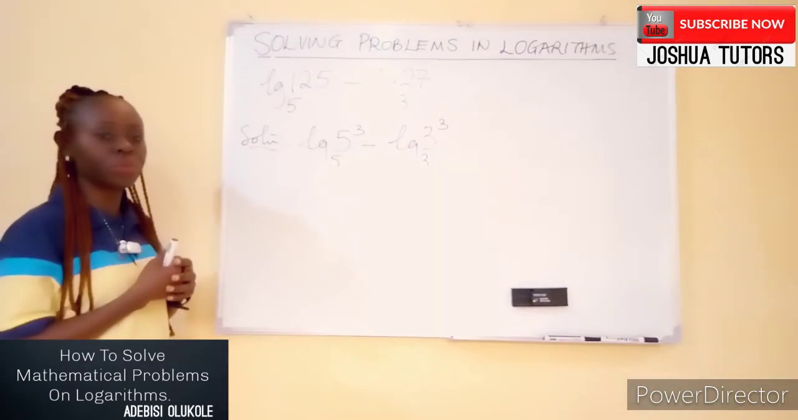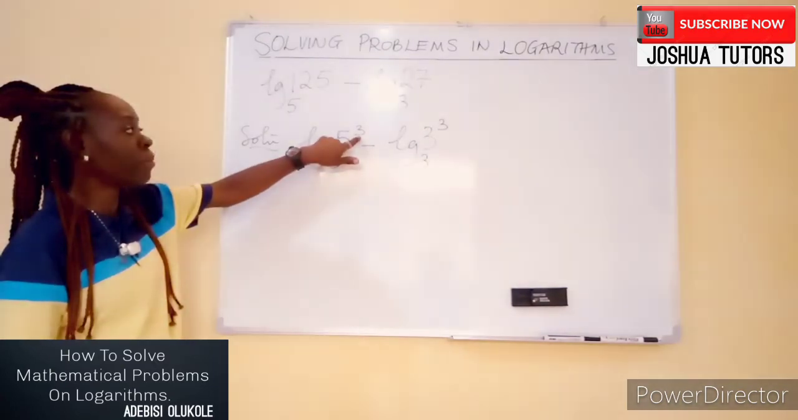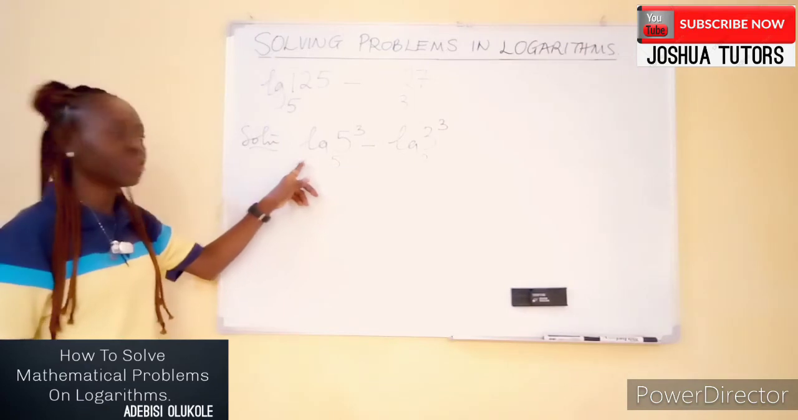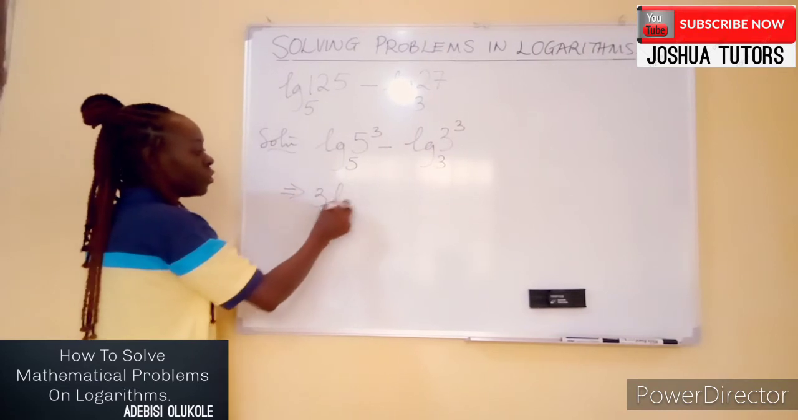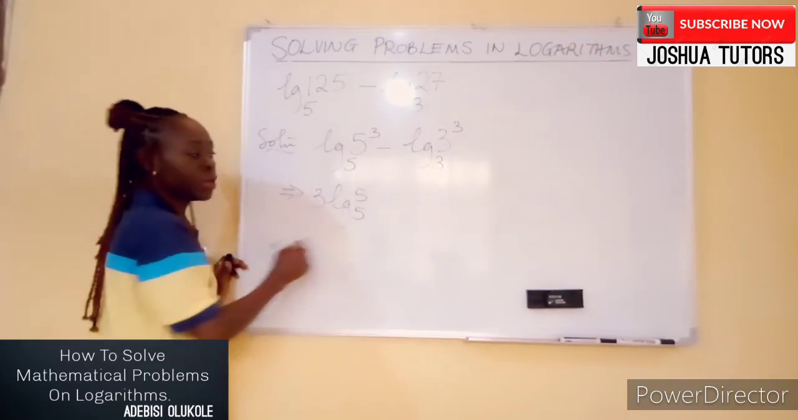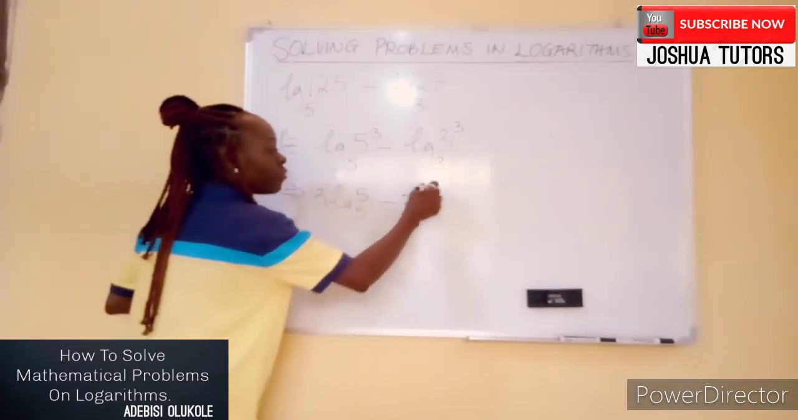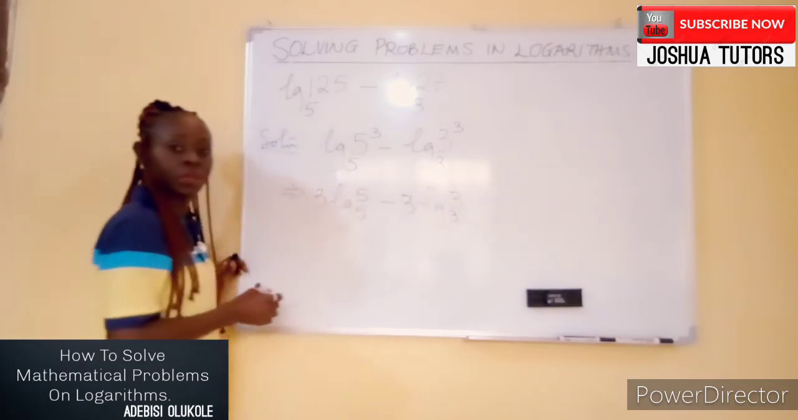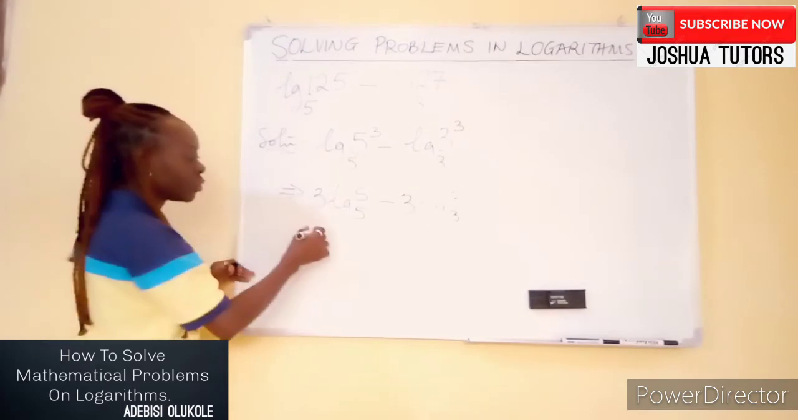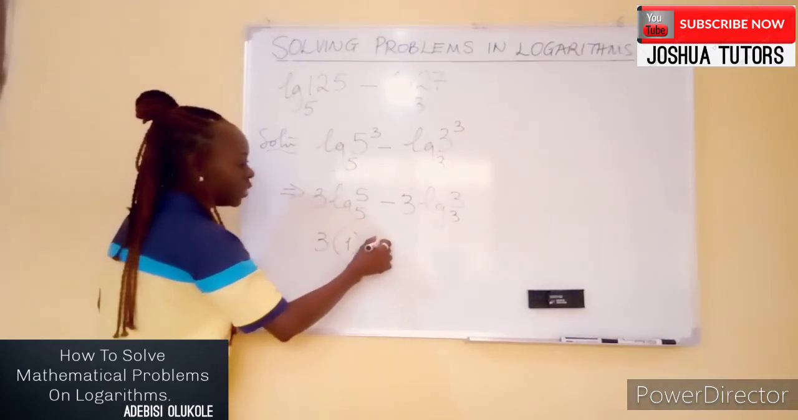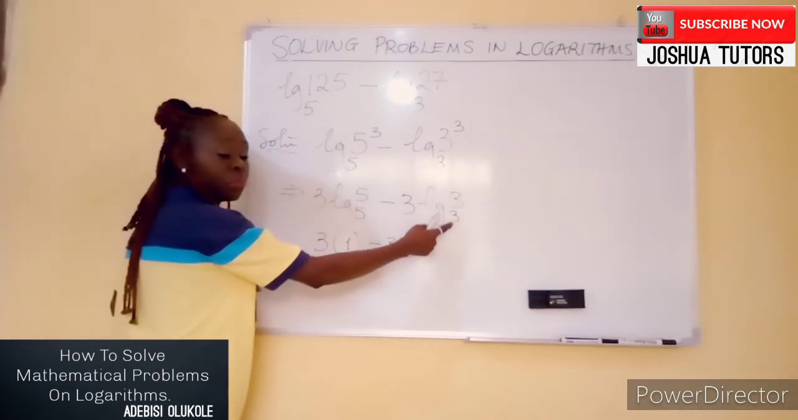What does the law of logarithm say? It says when a number is raised to a power, the power multiplies to become the coefficient of the log. So 3 is going to become the coefficient of log 5 to base 5, minus this other 3 will become the coefficient of log 3 to base 3. And we know that the log of a number to the same base is equal to 1. So 3 into 1 minus 3 into 1. Because log 5 base 5 is 1. Log 3 base 3 is also 1.